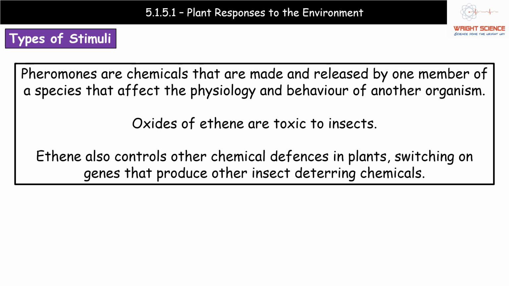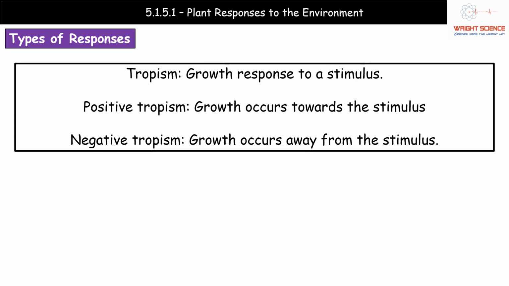We then have another one that's toxic to insects, and those are the oxides of ethene, and hopefully we remember that ethene is one of those important plant hormones. Ethene is also going to be important because it controls other chemical defences in the plants, and it can do this by switching on particular genes that are going to then produce other chemicals that deter those insects that could be about to cause damage to the plant itself.